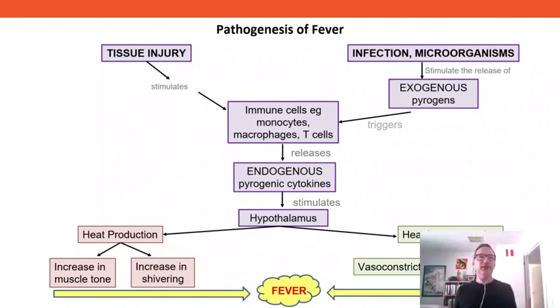These stimulate the hypothalamus, and they cause that raising of the normal temperature set point. So we produce more heat, so we increase muscle tone, increase shivering, mechanisms like that. And we also prevent heat loss. So we vasoconstrict, we might get goosebumps or piloerection, as we call it, to kind of insulate our body. And together all those mechanisms raise the body temperature and we get fever.